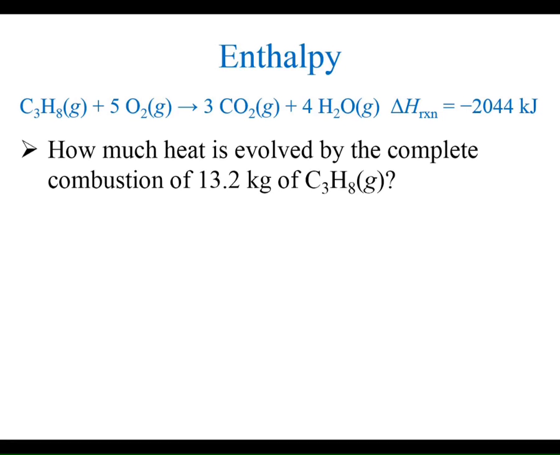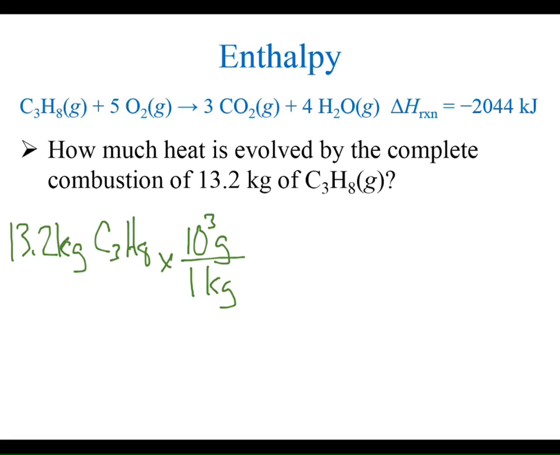So let's just start with what we know. We know 13.2 kilograms of propane. Now I know it gives off 2,044 kilojoules per every 1 mole of propane, but I'm in kilograms of propane. So what could I do to get me from kilograms to moles? First, let's turn those kilograms into grams. So kilo is 10 to the third. So 1 kilogram is 10 to the third grams.